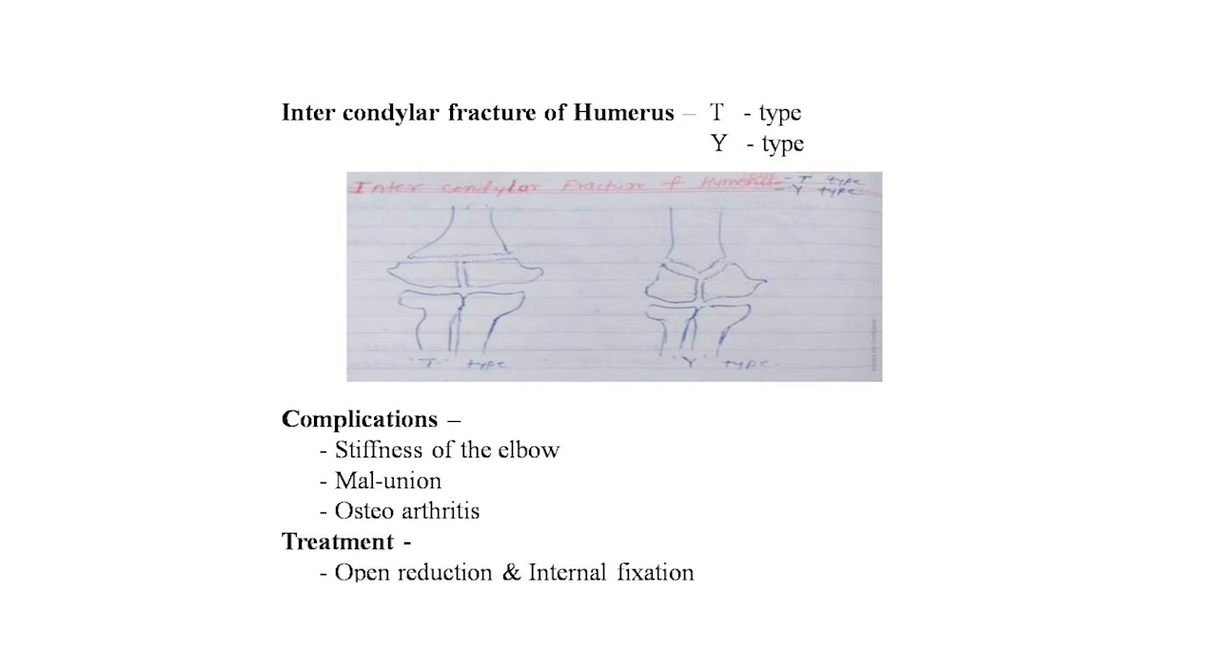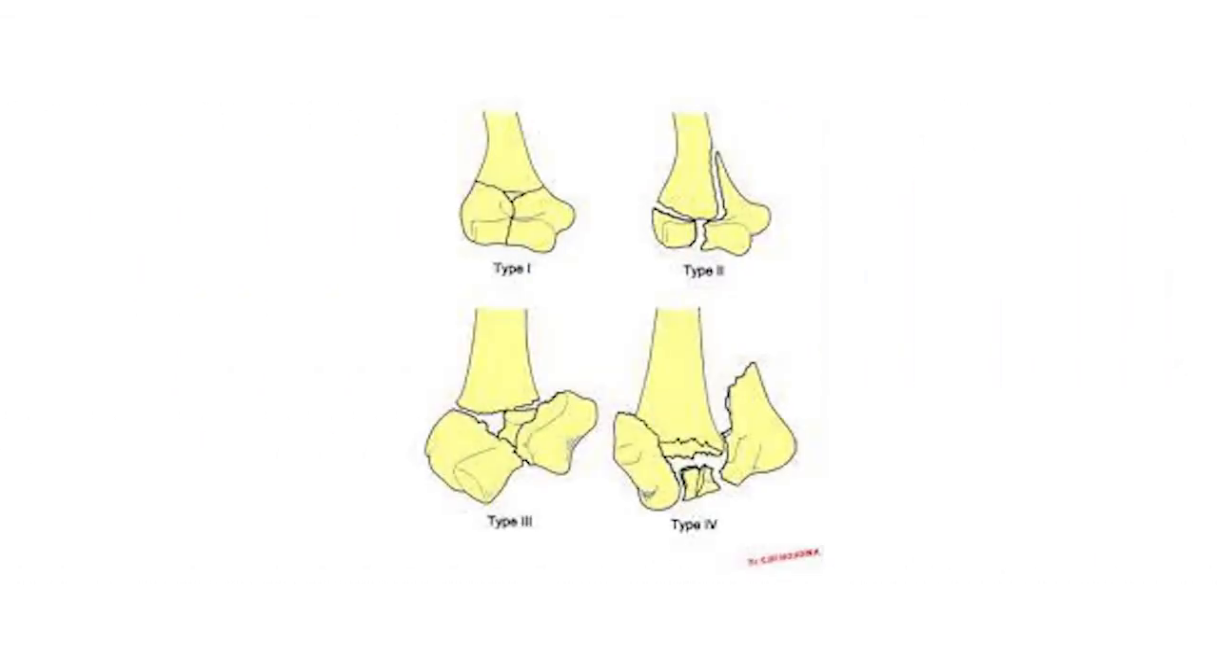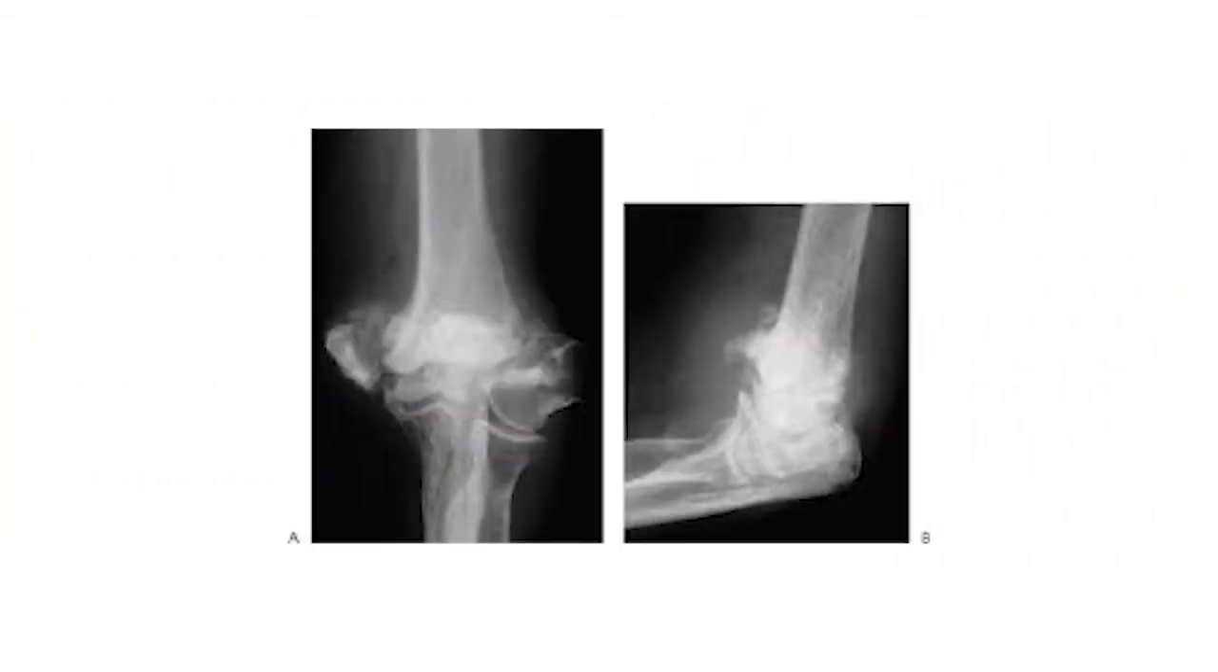Dear students, as I told you, there are very good videos of open reduction and internal fixation of every orthopedic surgery on YouTube. You can watch them to clear your concepts. This is another image showing the intercondylar fracture of the humerus, type 1, type 2, type 3 and type 4. This is the X-ray film of the intercondylar fracture of the humerus, clearly seen.